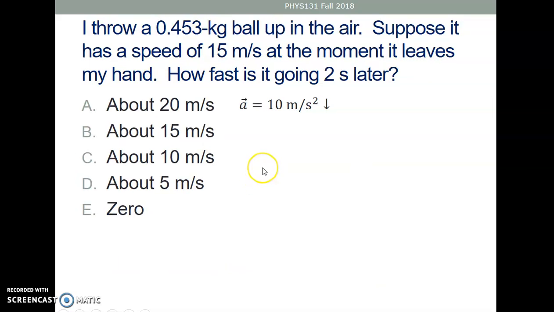This time I throw it up in the air. Suppose it has a speed of 15 meters per second the moment it leaves my hand. How fast is it going 2 seconds later? Again, very similar to one we've already had. Pause the video and make your selection.